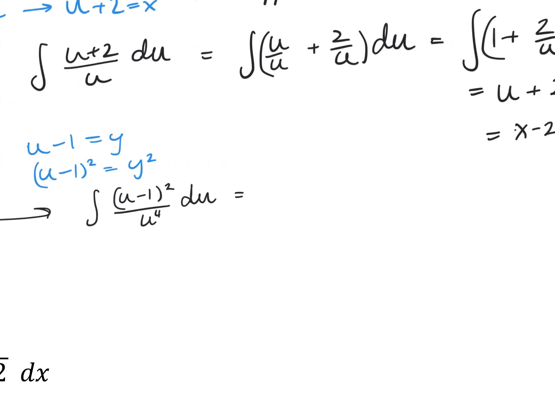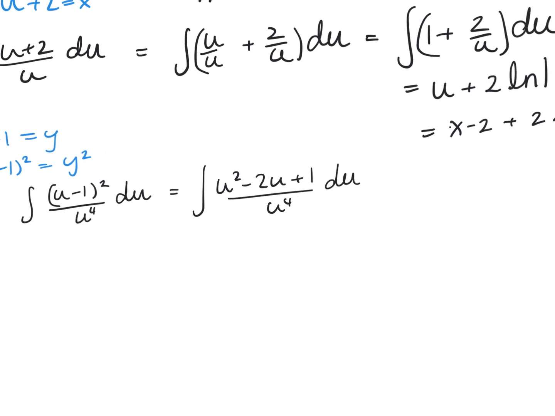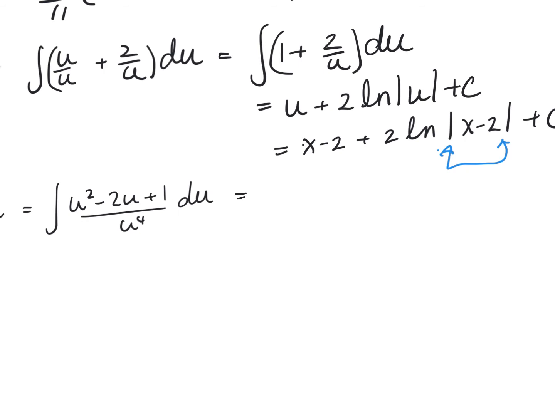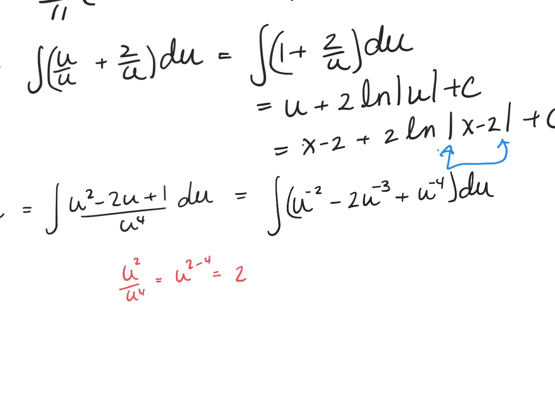Now this one isn't too bad to multiply out. So I'm going to go ahead and multiply out the numerator, and so I get u squared minus 2u plus 1 divided by u to the 4th, and du. And I'm going to use the same algebra like I did in my previous example. So I have the integration of u raised to the negative 2 minus 2u raised to the negative 3, and then plus u raised to the negative 4 du. And what I'm doing here is u squared over u to the 4th. We know as u to the 2 minus 4, which is where u to the negative 2 came from, and all the rest of them, just as a friendly reminder.